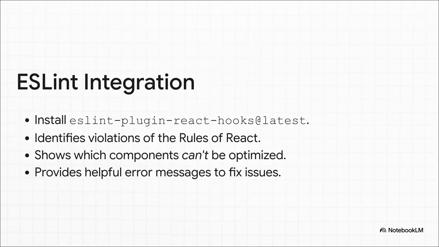Okay, this is a big one. The compiler is powerful, but it relies on your code following the rules of React. The absolute best way to make sure you're doing that is to use the eslint-plugin-react-hooks package. It will flag violations, but even more importantly, it will tell you why the compiler had to give up on optimizing a certain component. That feedback is absolutely invaluable.